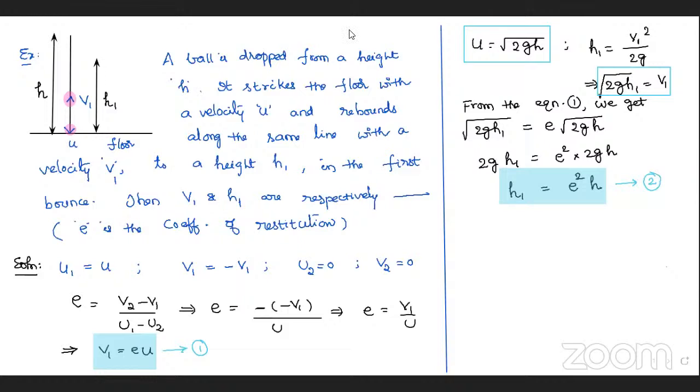Right side part, Ishan, nothing I did here. I think you understood this equation, v1 is equal to e u. How you got this one? Did you understand or not, Ishan?